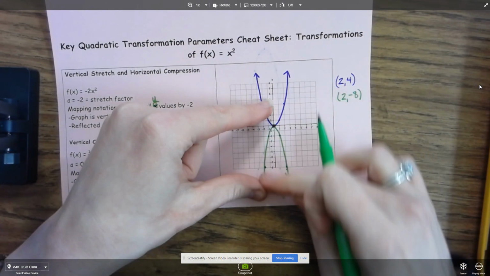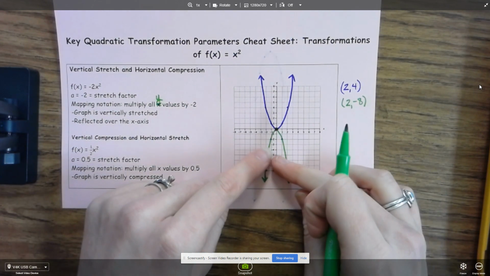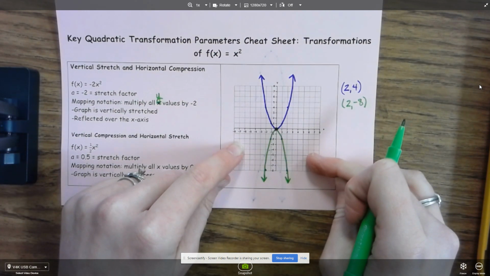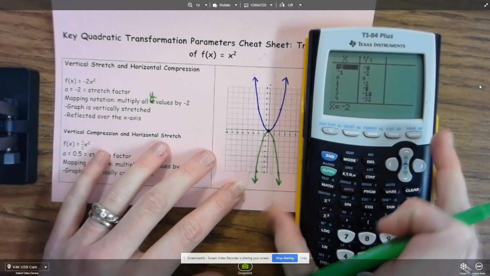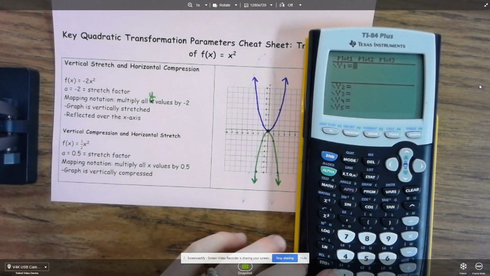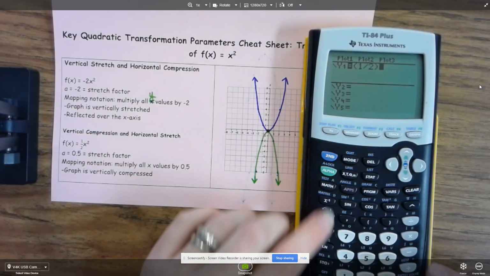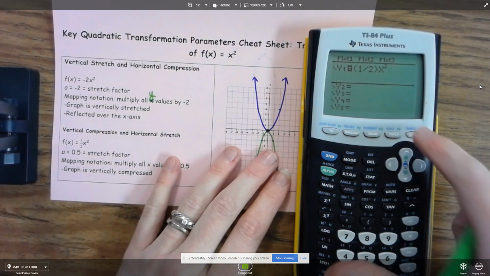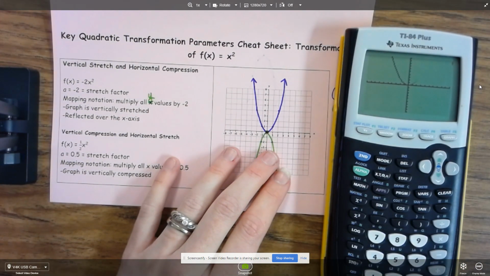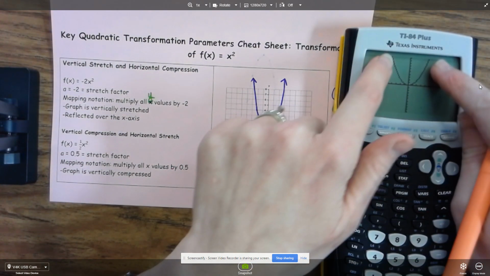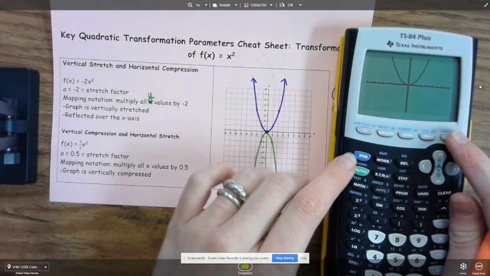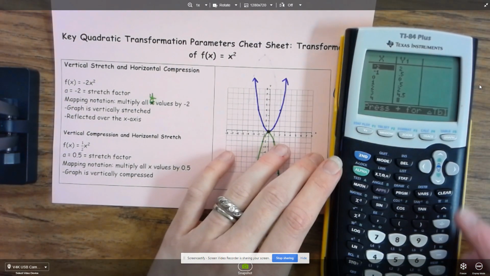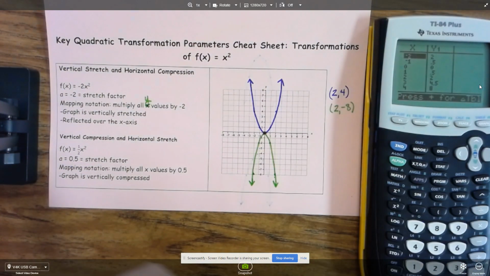Another thing that I can do is vertical compression, so it's not going to be as tall this time. And then horizontal stretch, where I stretch it out this way. I can do that by doing 1/2 x squared. You can see here that my parabola is a lot fatter, a lot wider. I can go to my table and, same thing, pull points.